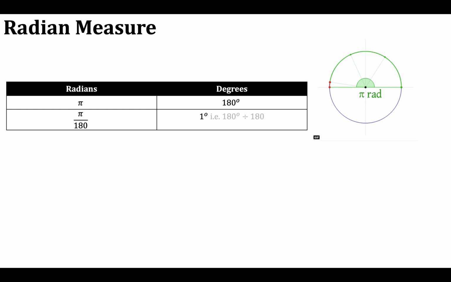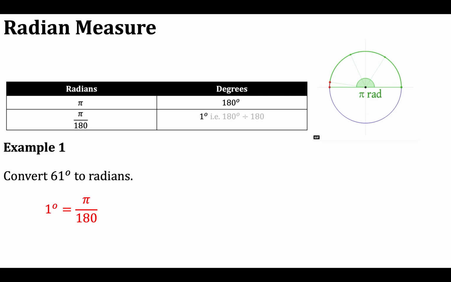Now, that then allows us to work out any angle that we have in degrees in radians. So we can easily then convert between degrees and radians. So if we just have a wee look at an example then. So example 1, we want to convert 61 degrees to radians. Well, if we know that 1 degree is pi over 180, then we need to multiply that by 61 to get 61 degrees. So 61 degrees in radians is 61 pi over 180.